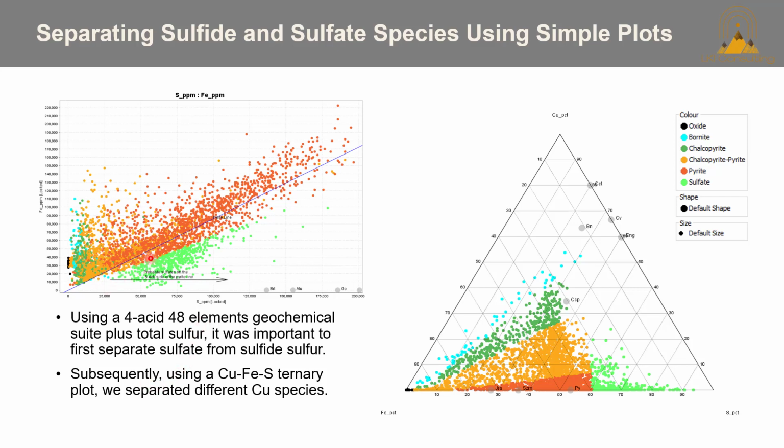So my first step here was just to simply separate out, okay, these are likely sulfates, and everything over on the other side of the diagram is likely sulfides.